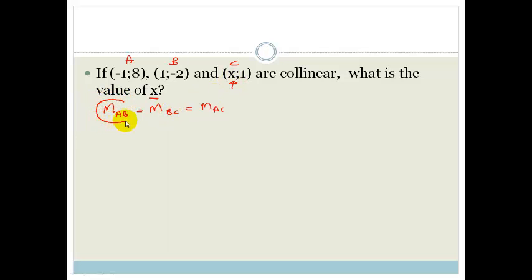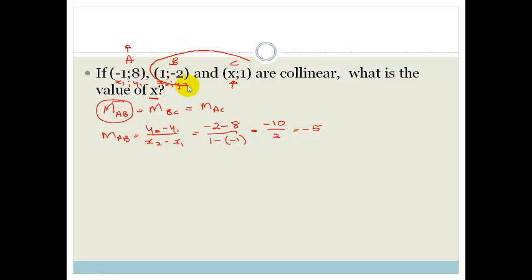So let's start by finding the gradient of AB. I'm going to let A be point 1, so this is x1, y1, and then B is x2, y2. Do you agree that m of AB is going to be y2 minus y1 over x2 minus x1, which is minus 2 minus 8 over 1 minus minus 1, which is minus 10 over 1 plus 1, which is 2, which is minus 5. So the gradient of AB is minus 5. That means the gradient of BC also has to be minus 5.